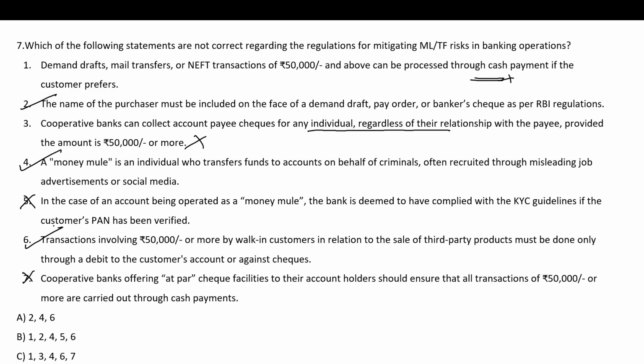So, 2, 4 and 6, option number D will be correct, but the question is asking us for not correct statements. So 1 is not correct, 3 is not correct, 5 is not correct, and 7 is not correct, making option D as the correct answer. So option D is the correct answer for this question.